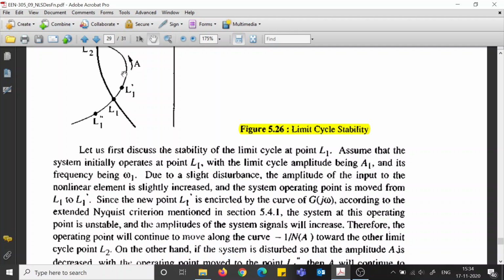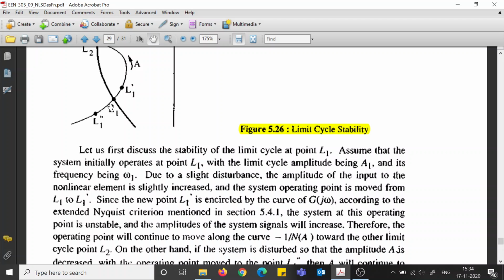So it is further going away from the limit cycle. If we have a slight disturbance from the limit cycle, since this region is unstable, the amplitude will further grow and it will move further away from this limit cycle. If the perturbation is in this direction, then this is stable.